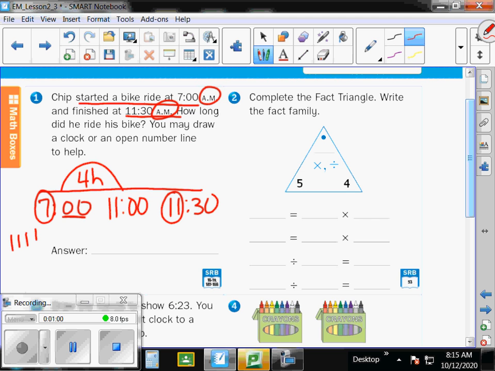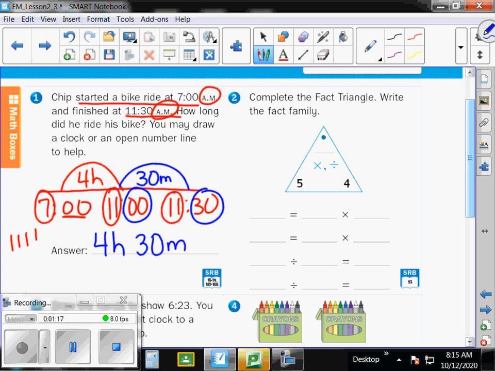All right, so now I'm at the correct hour. Now I need to jump my minutes, and I need to go from 0 minutes to 30 minutes. So that's going to be an easy jump. Okay, so my answer is 4 hours and 30 minutes. Boys and girls, make sure you write it like that. Please do not write it like that. That is a time. It's not an amount of time.